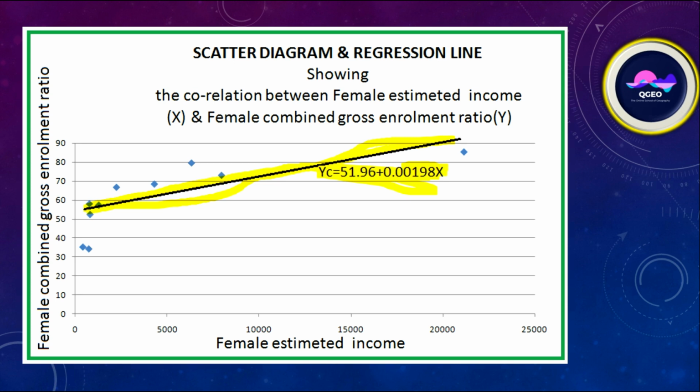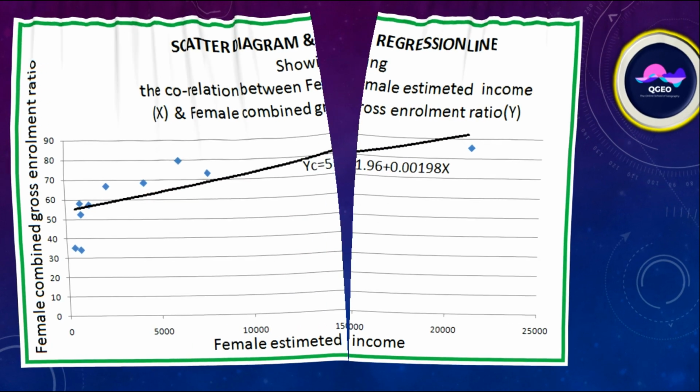In this way we can calculate the regression trend line, or best fitted line, or the line of intersection, by the equation y is equal to a plus bx. In this way we can easily calculate the regression trend line.